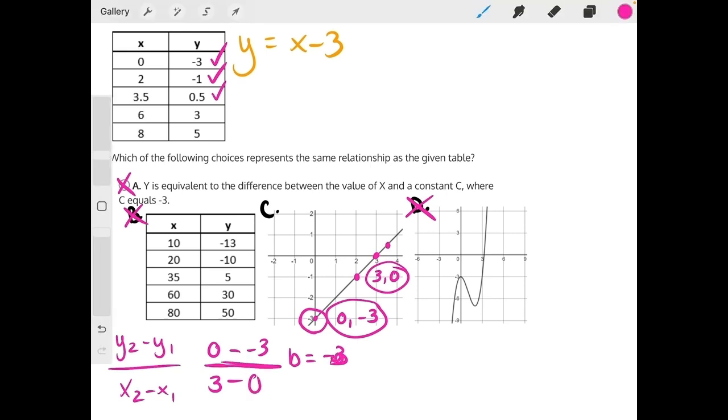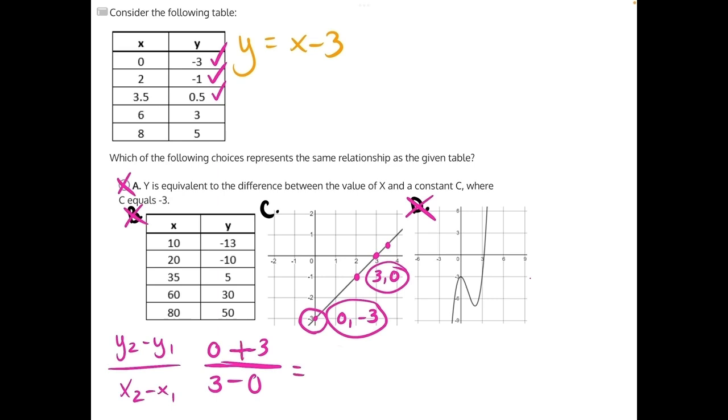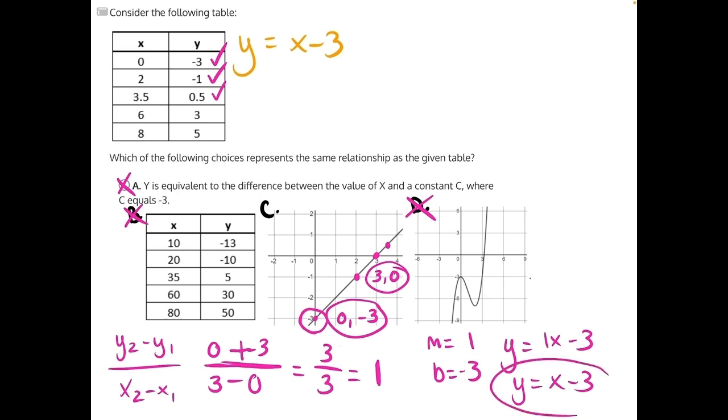Let me make some room. Subtracting a negative is the same thing as adding a positive, so in our numerator we'll have 0 plus 3 is 3, and 3 minus 0 is 3, which will give us an m value of 1. So we have a slope of 1 and a b value of -3. So now we can write our equation as y is equal to 1x minus 3. Anything times 1 is just itself, so we'd have y is equal to 1 times x is x minus 3, and we would see that our equations do perfectly match, making C our correct answer.